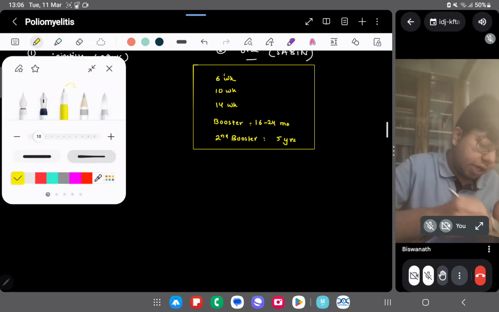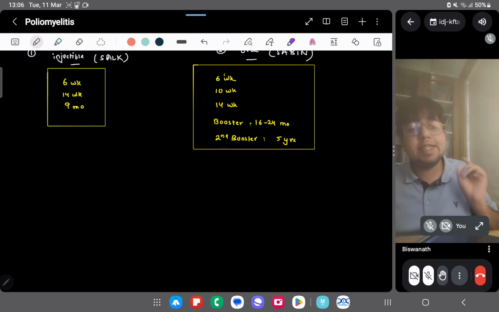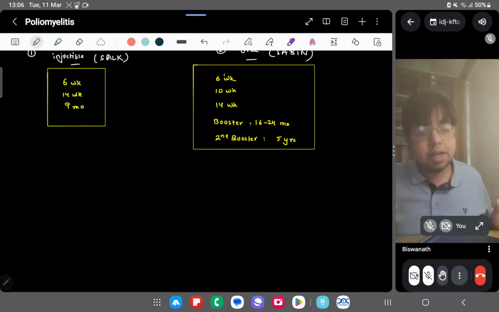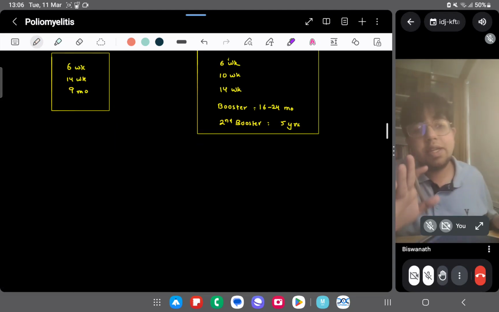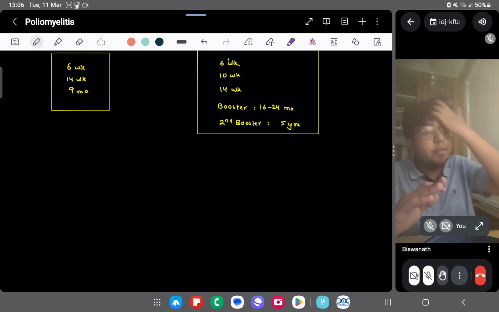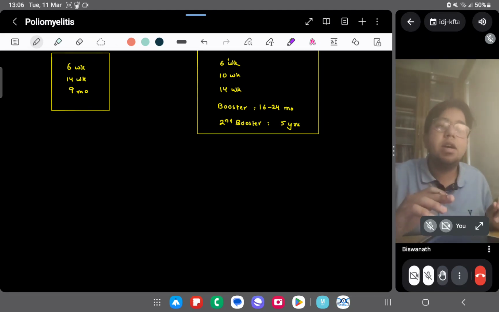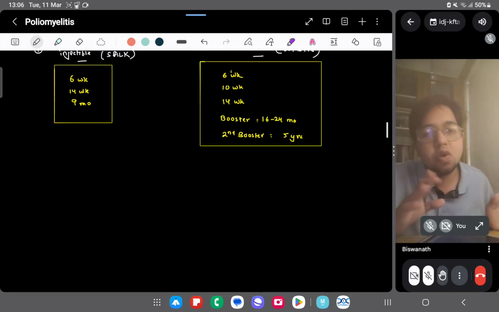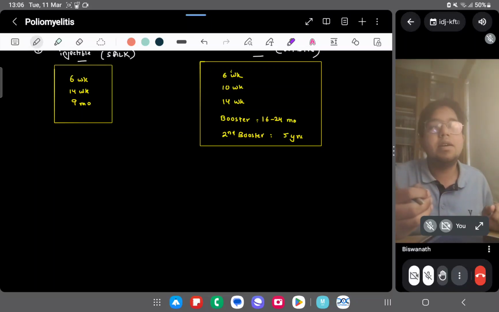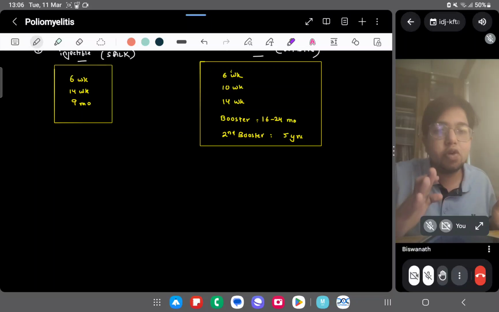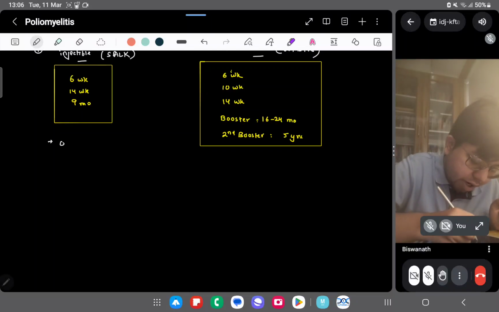The injectable vaccine has 3 serotypes. The 1, 2, 3 serotypes are there. I told you about type 1, type 2, and type 3. And this is the dose format. If you ask me about the dose, then a 0.1 milligram dose is given intramuscularly. If you want, you can write 0.1 milligram.